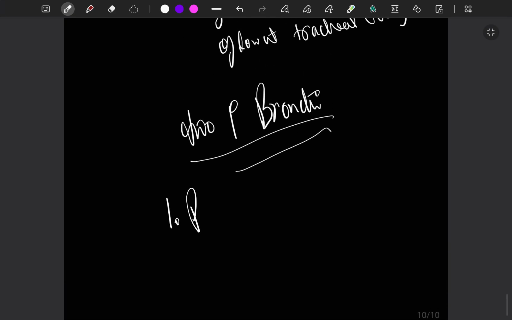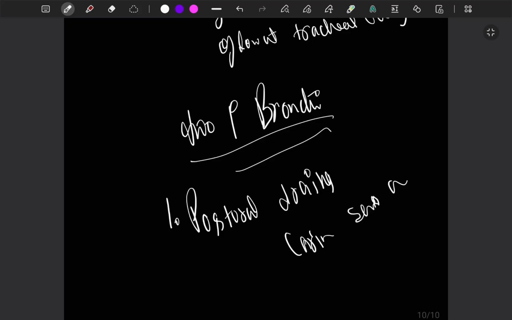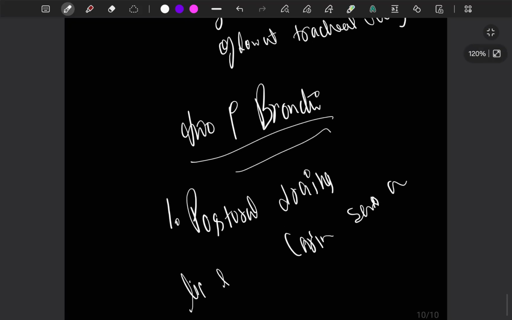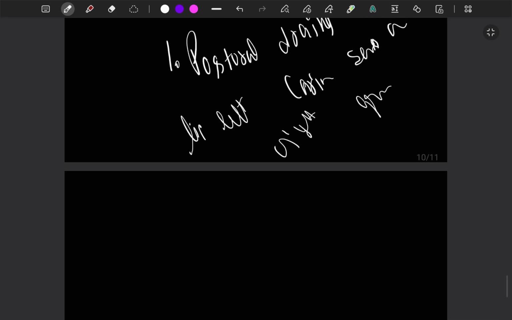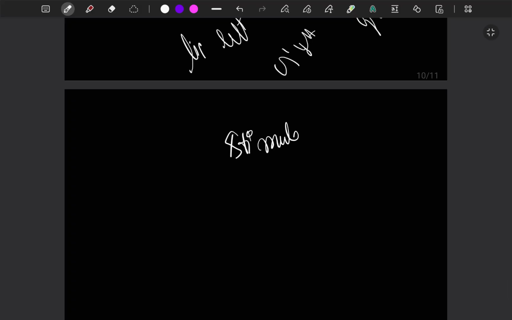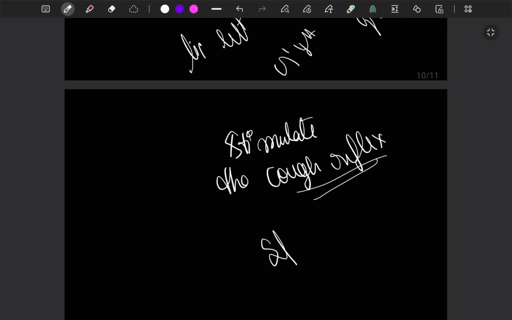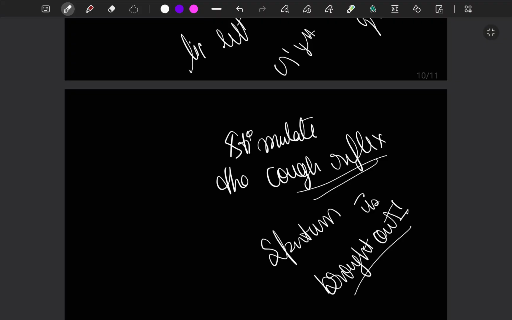Now there is something called postural drainage. Carina is a sensitive area of the trachea. So when the patient is made to lie on his or her left side, secretions from the right bronchus move towards the carina due to the effect of gravity, and since the carina is sensitive, the patient will cough. It will stimulate the cough reflex, and the sputum is brought out. Right.